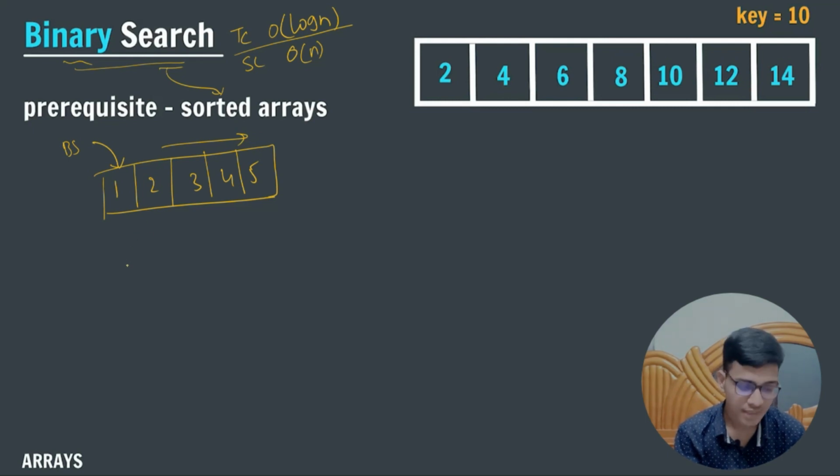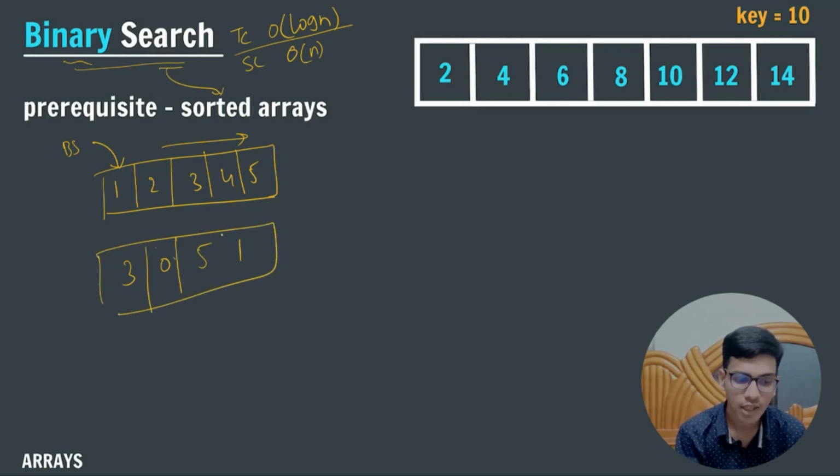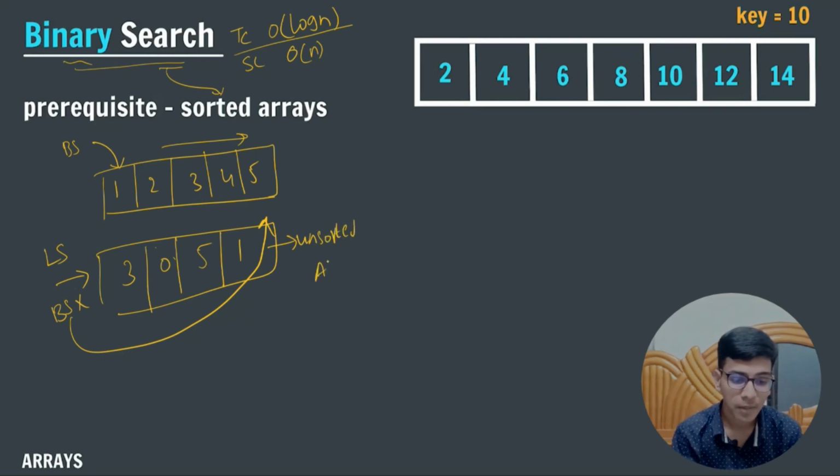But let us consider another array 3, 0, 5, 1. Here we can't apply binary search. So to search a particular element in this array, we have to use linear search, and we can't apply binary search because this is not a sorted array. This is an unsorted array. That's why we can't apply binary search.